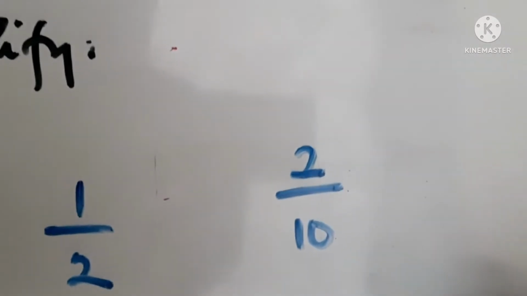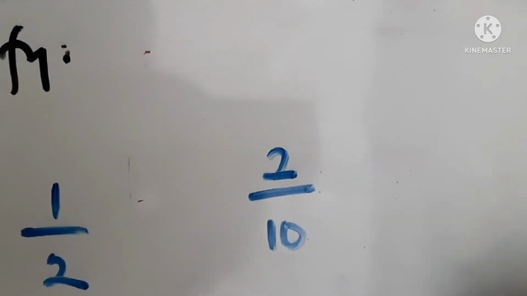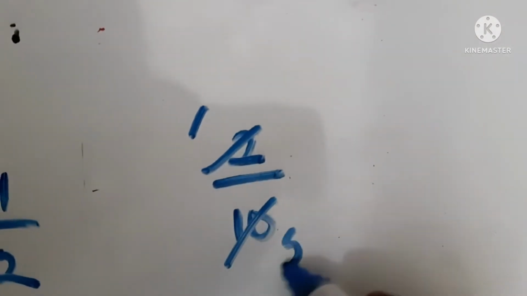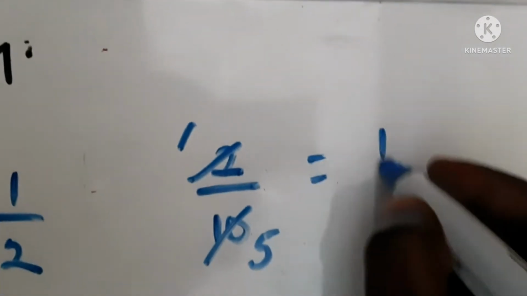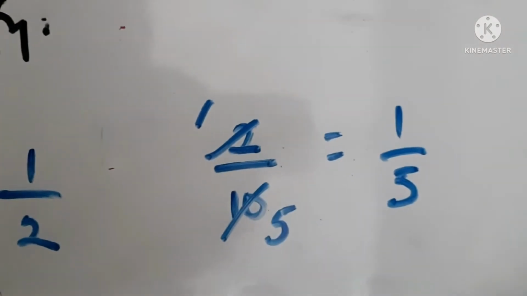This one we can still reduce. Are you getting the point? We can still bring it down. The idea is that 2 can go into 2 one time, and 2 can go into 10 five times. So in the simple form, that is 1 over 5. This is the simple form, and this is what we call simplify.